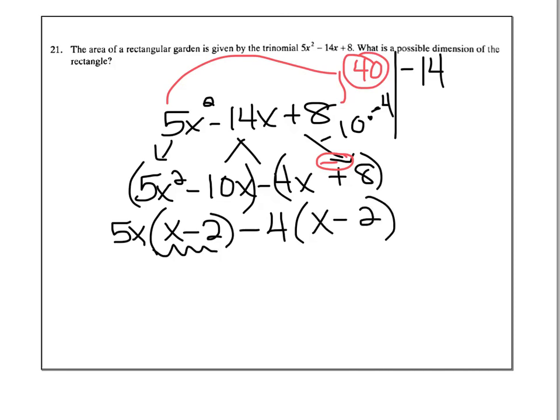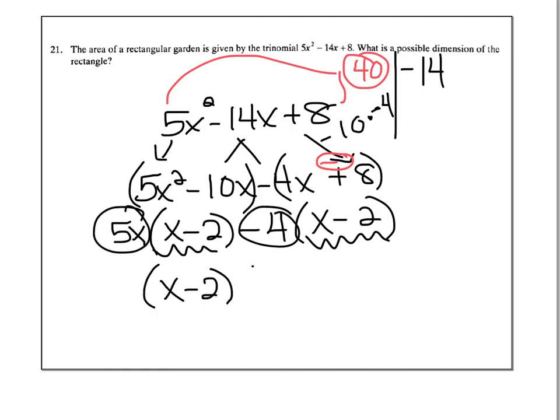I've got my matching parentheses, so bring them down. Bring the leftover parts, 5x minus 4. So a dimension of the rectangle is either x minus 2 or 5x minus 4. Either answer would be acceptable.